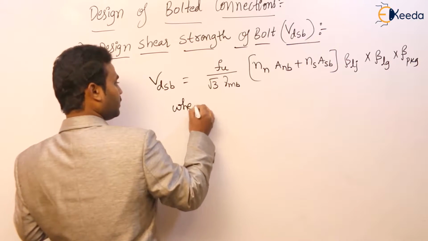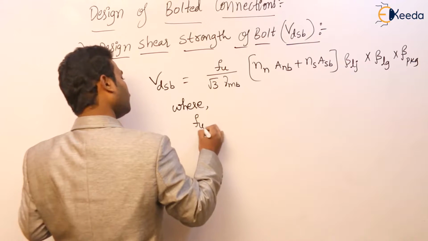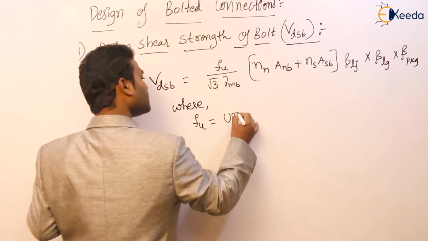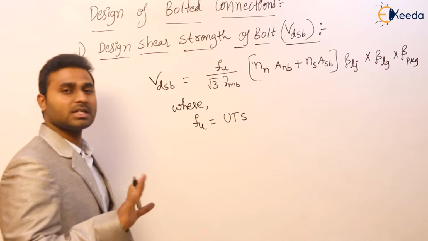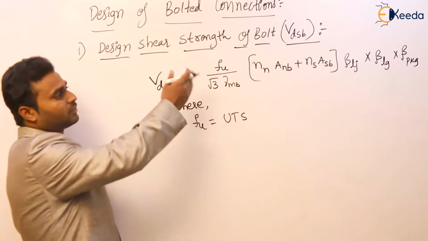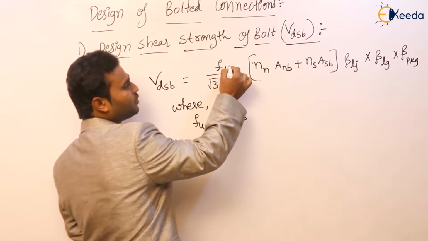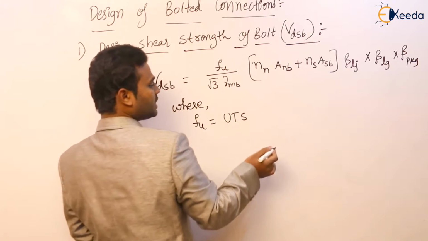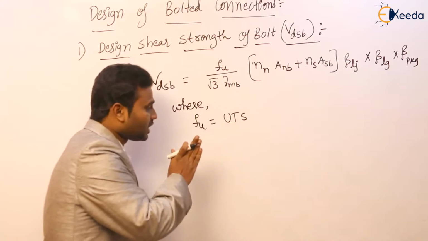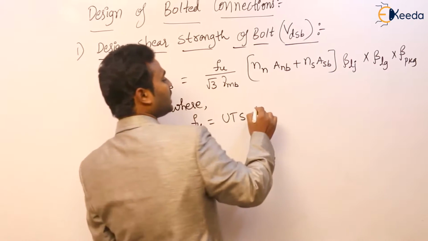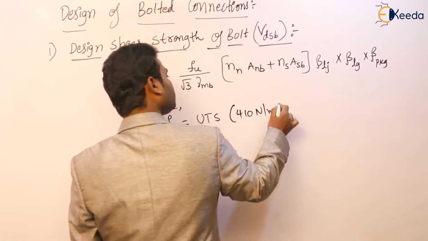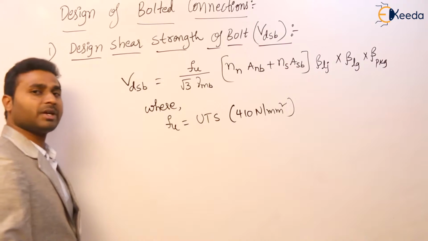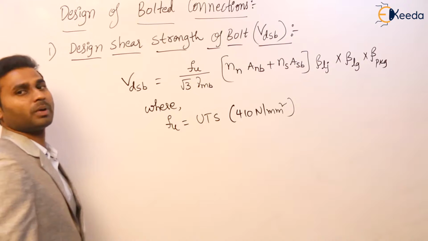So where Fu, so Fu is the ultimate tensile strength. Ultimate tensile strength of bolt or the structural steel member. So usually we are designing for bolt, so consider for bolt. So Fub or Fu, ultimate tensile strength. If nothing is mentioned about this ultimate tensile strength, take it as 410 Newton per mm square.